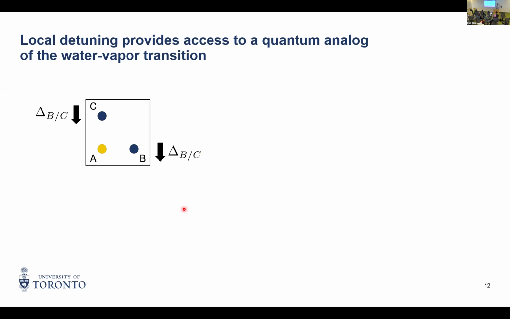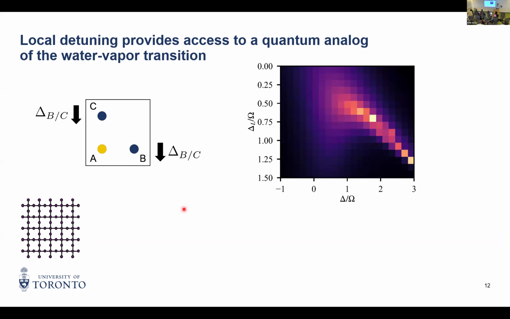We can access this by locally changing the detuning on these B and C sublattices. And this is a capability that was recently added to Aquila. So this is something that we can access experimentally as well. To do the numerics, we again are using a lattice that we can actually implement on the device. So it's not a cylinder, so it's different from traditional DMRG studies.